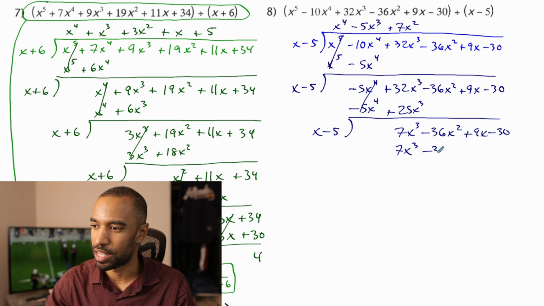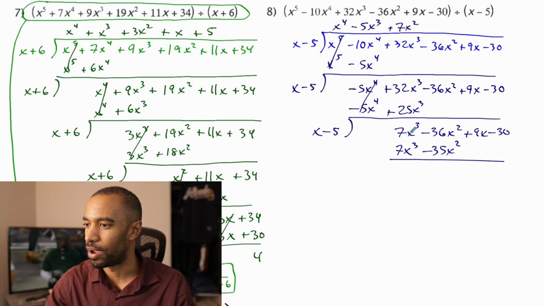Negative 5 times 7x squared is negative 35x squared. All right, here we go.